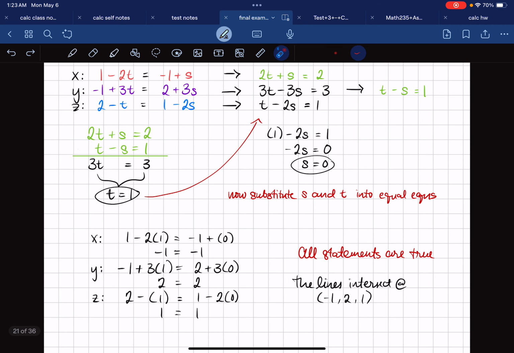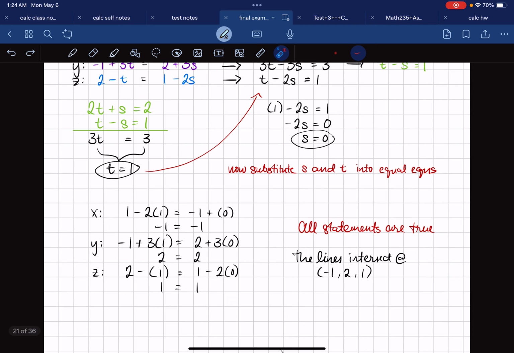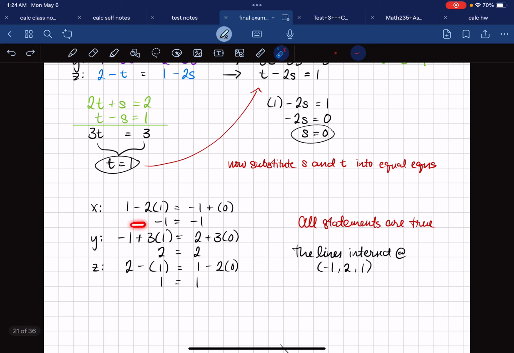And we're going to see that this right here, corresponding to that, they are in fact equal. So -1 equals -1, and then same for y and same for z. Because that's the case, that means the lines do intersect, at x equals -1, y equals 2, and z equals 1. So this is the answer if this was the kind of question.